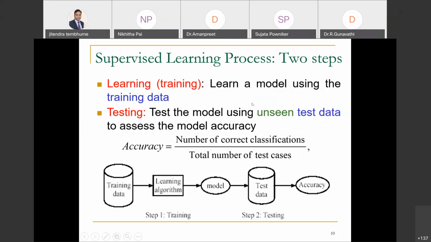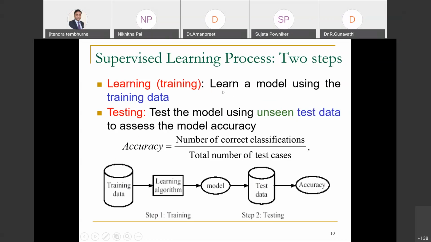Further, there are two steps in supervised learning. Okay, there is a process, and that process we need to understand. The first step is learning, which is also called training. We have to train the model. The second step is called testing. Once your model is trained, your model is matured, at that time we can test.